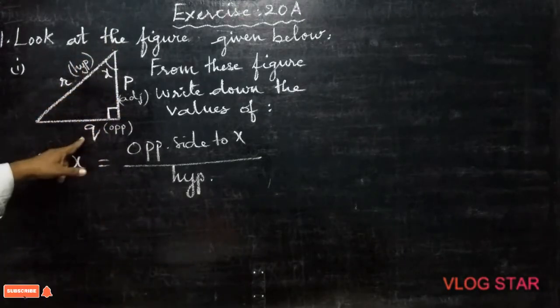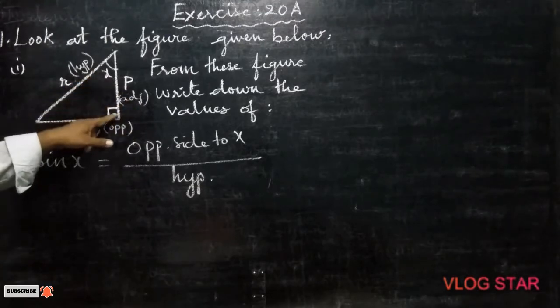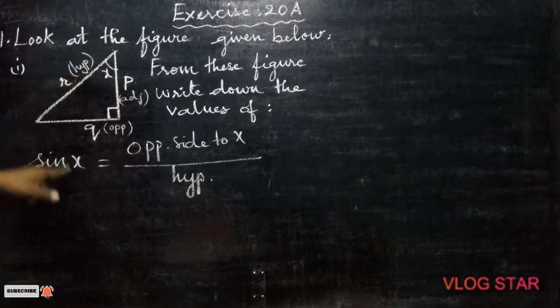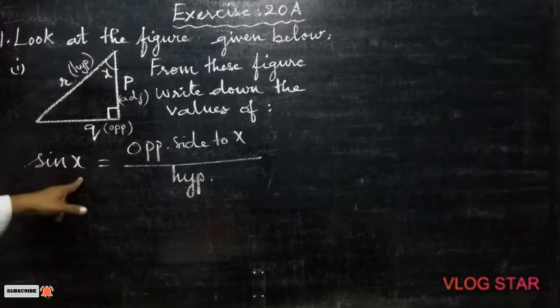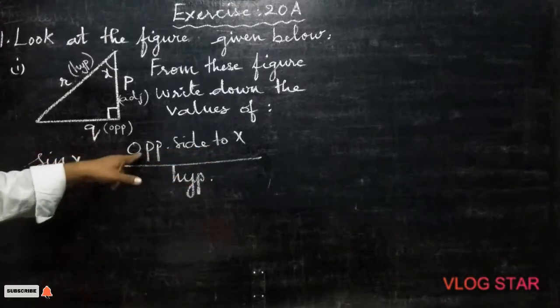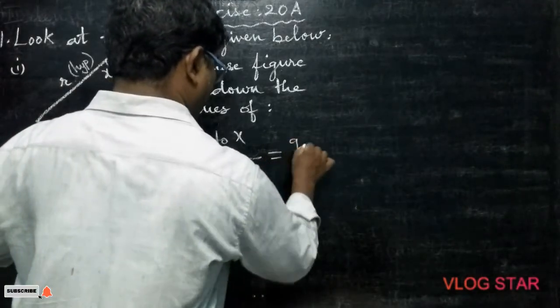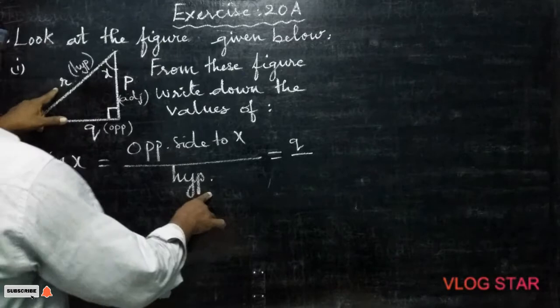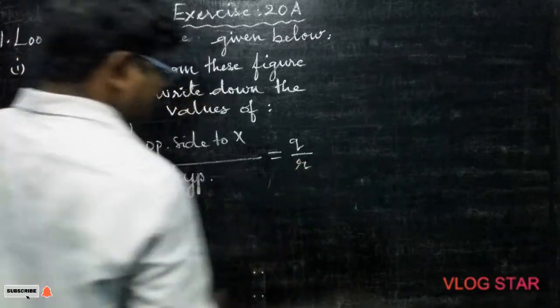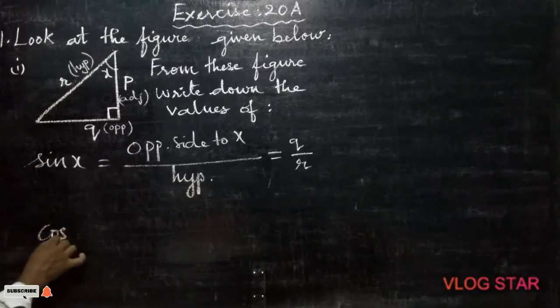To this x, this is opposite. To this x, this is adjacent. And opposite the 90 degrees is the hypotenuse. So here sin x they asked: opposite side to theta by hypotenuse. What is the opposite side? Q. So write that Q by, and what is the hypotenuse? R. So the value is Q by R.